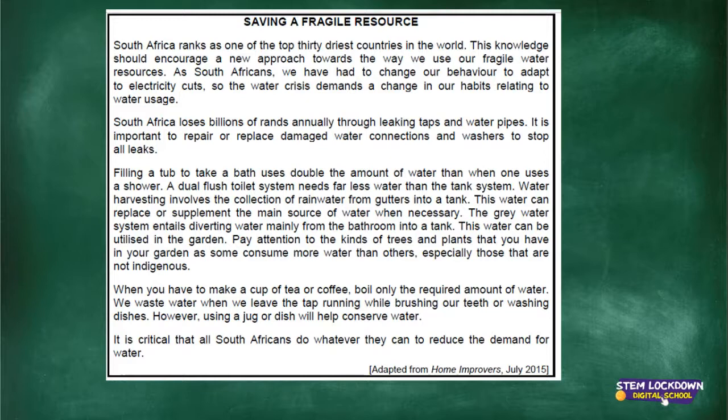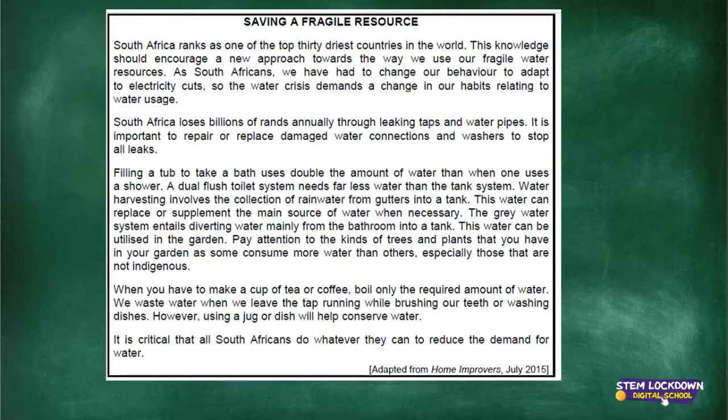Then I move on to the next one. This water can replace or supplement the main source of water when necessary. That one, we are not answering the question, so I move on. The grey water system entails diverting water mainly from the bathroom into the tank. We are not worried about how it works, this system of grey water. All you have to do is use grey water. And then the next one, this water can be utilized in the garden. So use grey water for the garden.